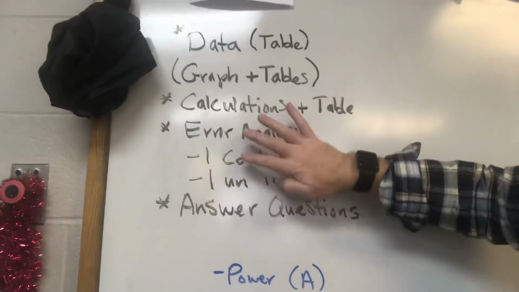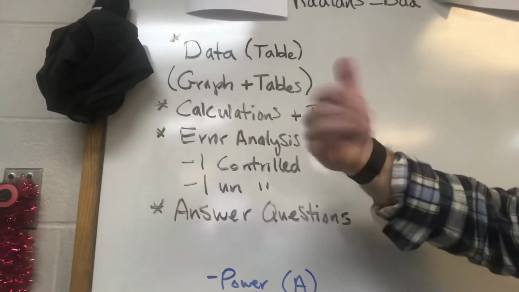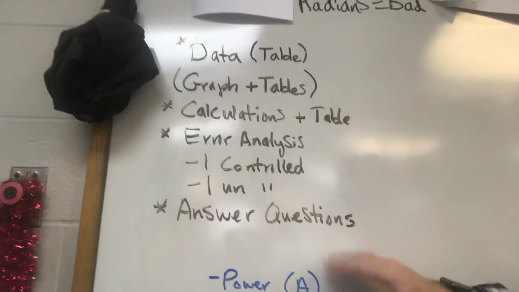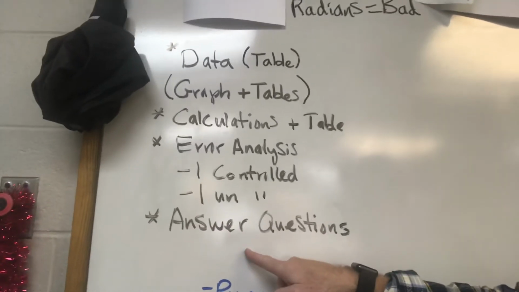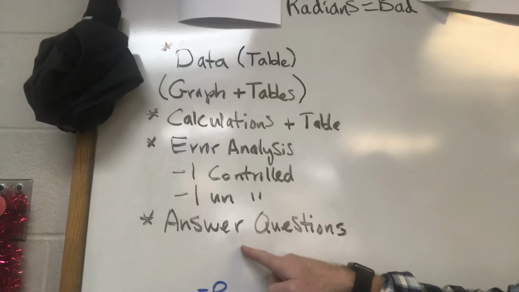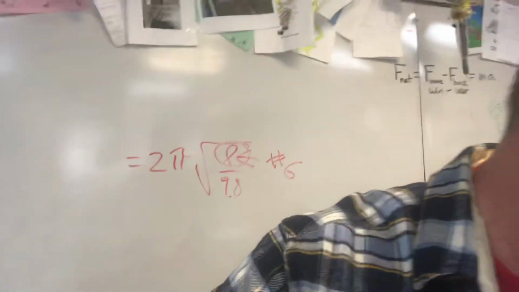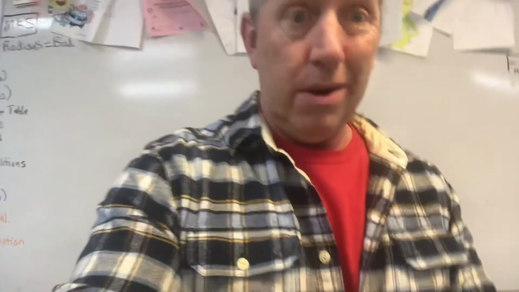Error analysis, 2, 1 controlled, 1 uncontrolled. So, what you and I could have done better. What could we have done better, lab partner? Answer the questions. Lots of questions to answer for this lab. Not just like 3 or 4. There were a lot of them. So that's why this lab's going to be worth 75 points instead of 50. So you've got lots of work to get done for this one.